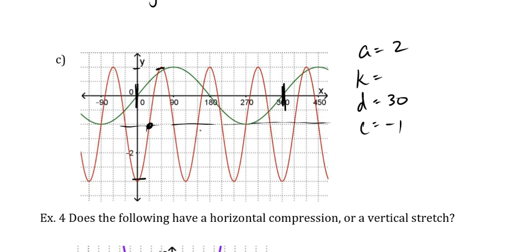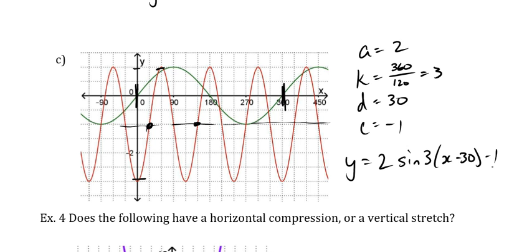Let's see. So I go... So that's 30 to 150. So that's 120. So how do you find that? You do 360 divided by 120. So it's 3. So y equals 2 sine 3 bracket x minus 30 bracket minus 1. Any questions?